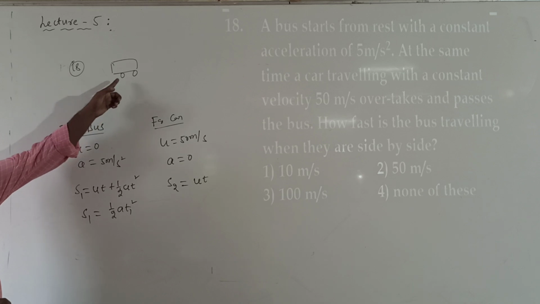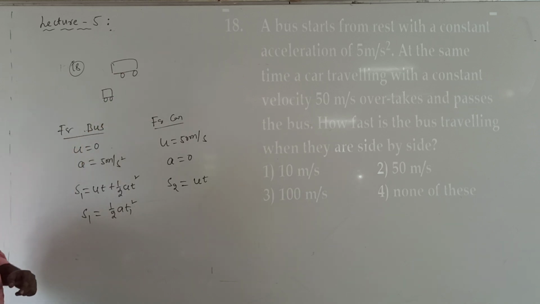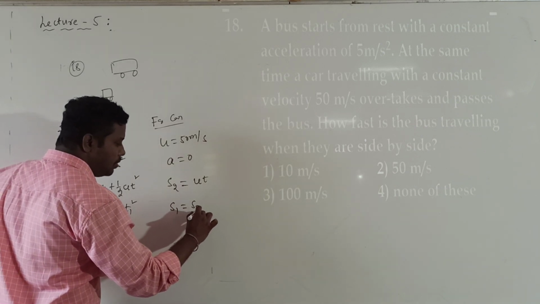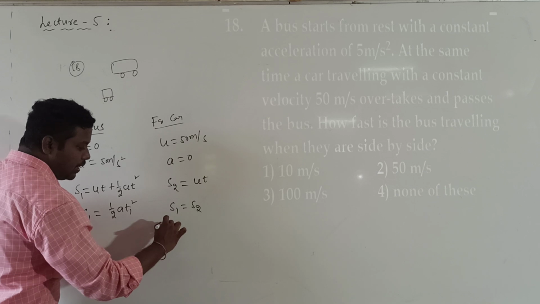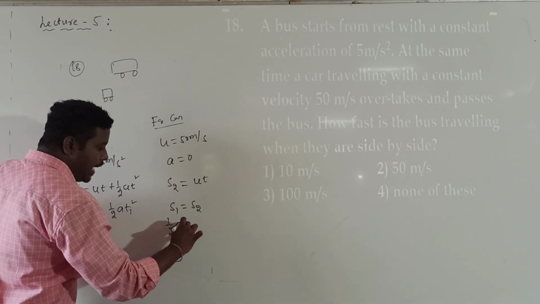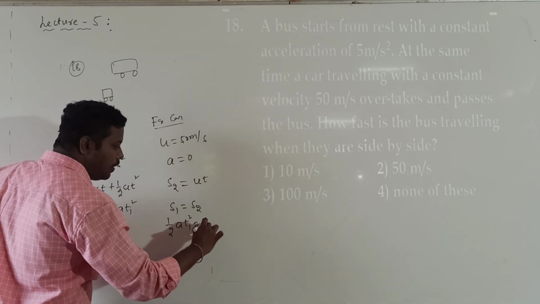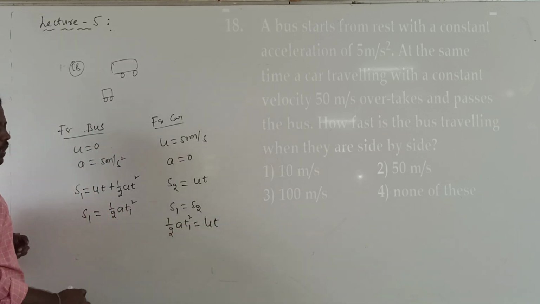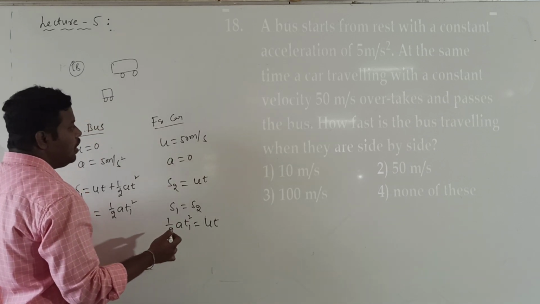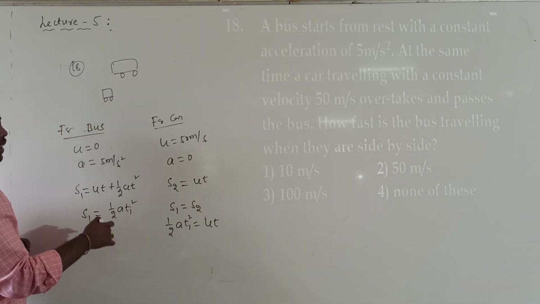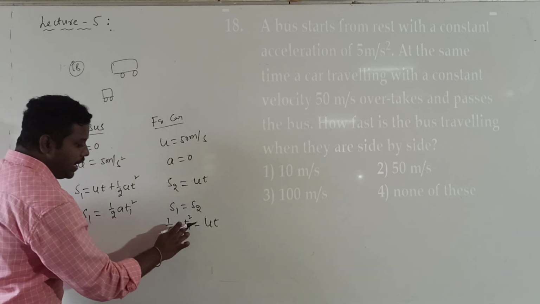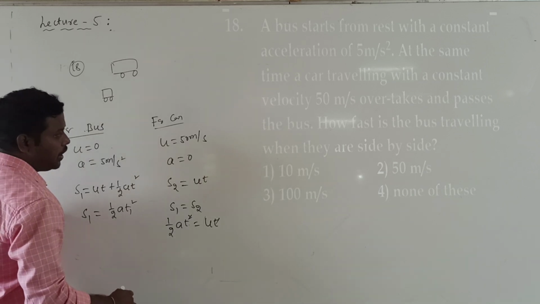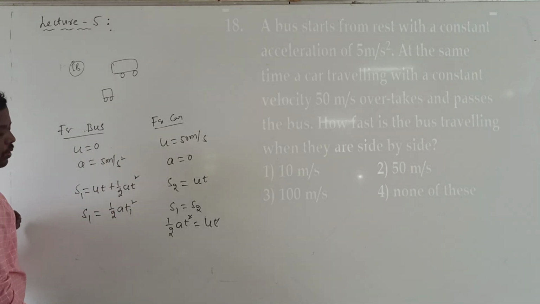Now for the car to overtake the bus, the distance traveled by the car and the bus are equal. So S1 is equal to S2. Half into a into t squared is equal to u into t. Which value do we want to calculate? We want to calculate the value of t. Here the t on both sides cancels. The u value given is 50 also.